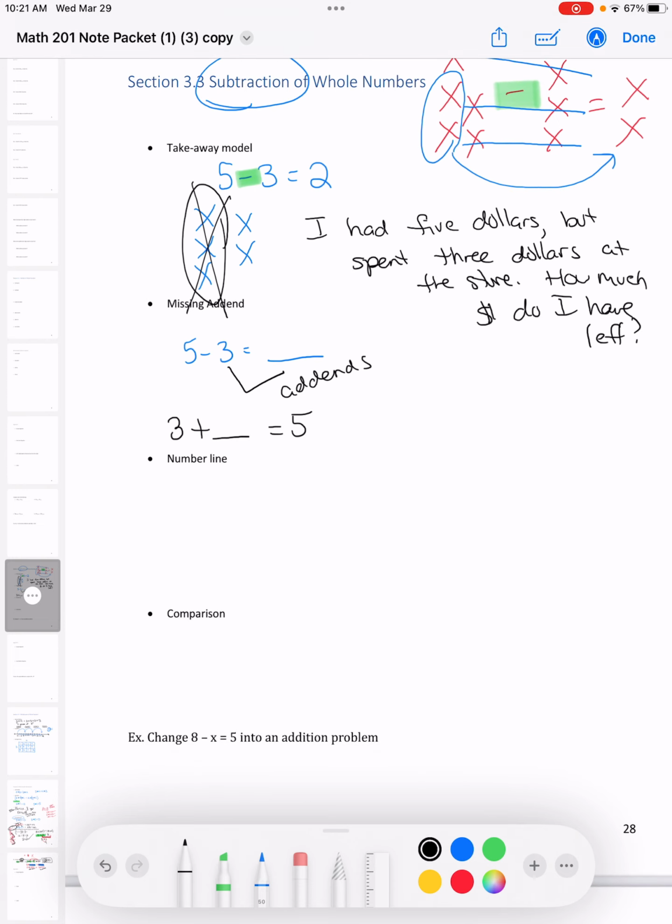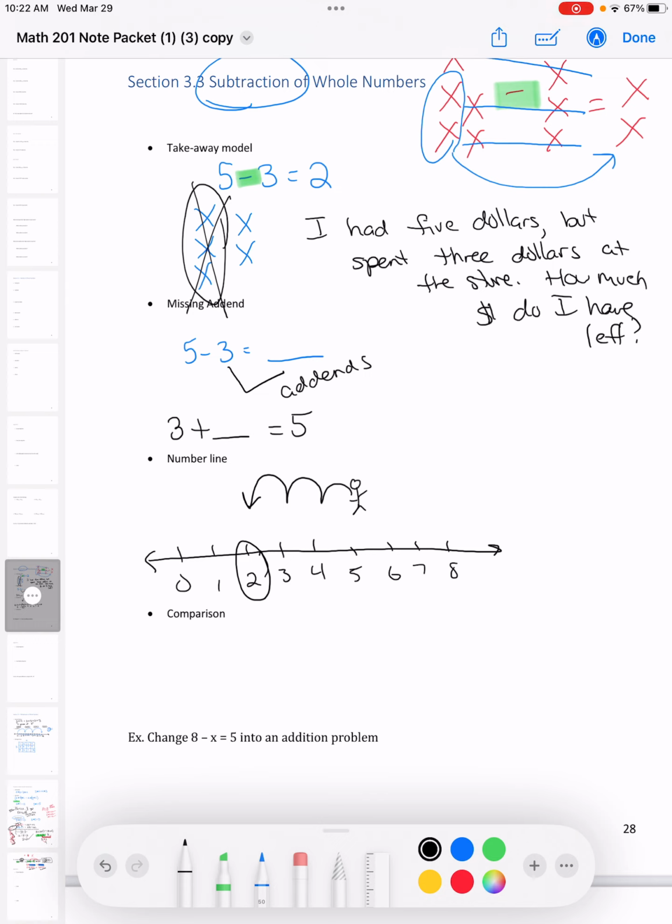Next, we've got the good old number line. The number line, we do want to make sure that we put plenty of numbers so that we can follow what's going on. We want them pretty evenly spaced out. They don't have to be perfect. We're going to start at 5. And when we think about subtraction, we're going to be going to the left 3 jumps. And so we get 2.